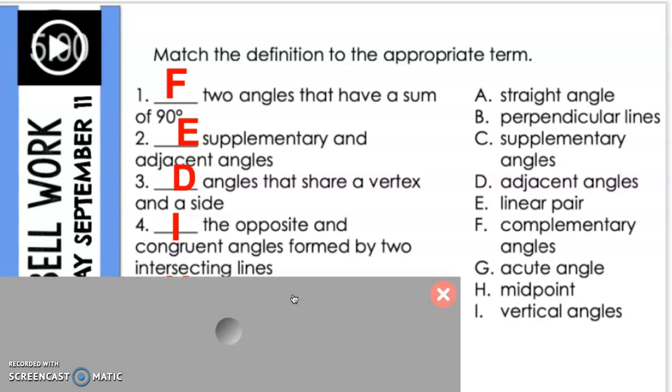Number 4, the opposite and congruent angles formed by two intersecting lines. The correct answer is I, vertical angles. Remember, vertical angles are across from each other and they are congruent.